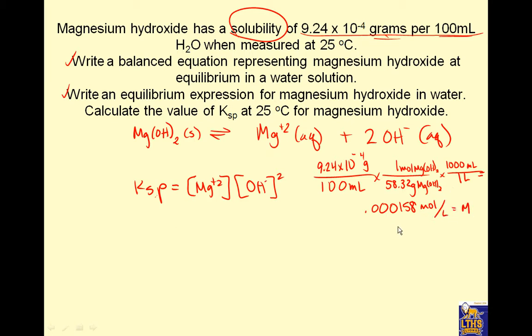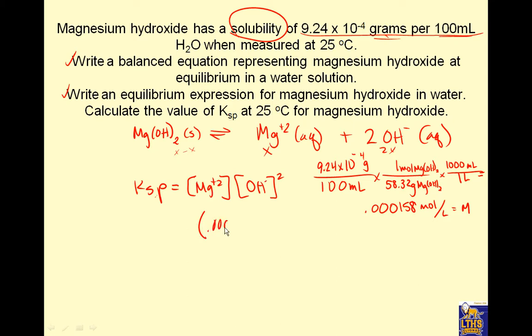Okay, what is that the molarity of, though? Well, this is the solubility of magnesium hydroxide. So if all of the magnesium hydroxide dissolves, because that's what solubility means, that you're making a saturated solution, then I'm going to get X amount of magnesium and 2X amount of hydroxide. So if all of this dissolves, I'll get X of that and 2X of that. So that's what I have to plug into the KSP.